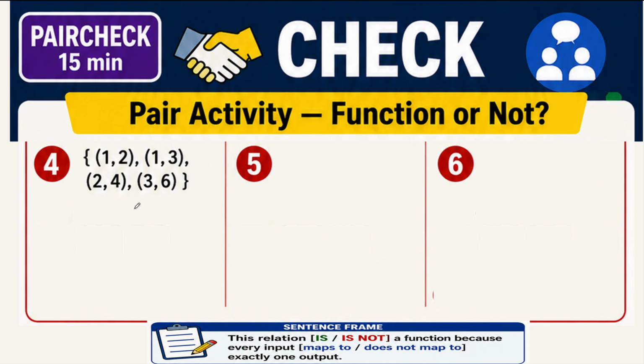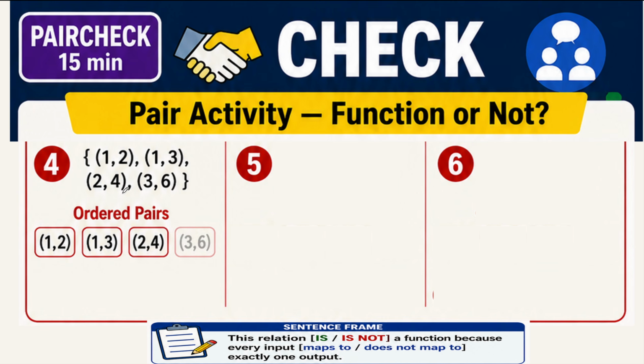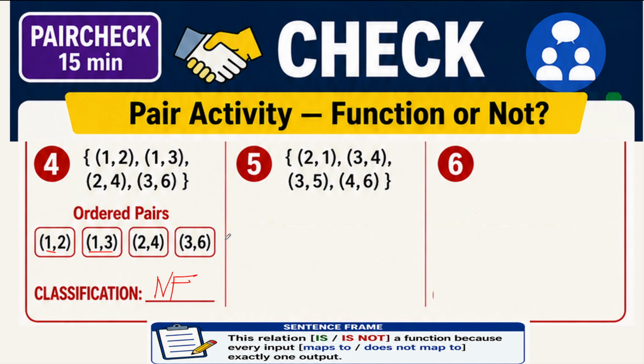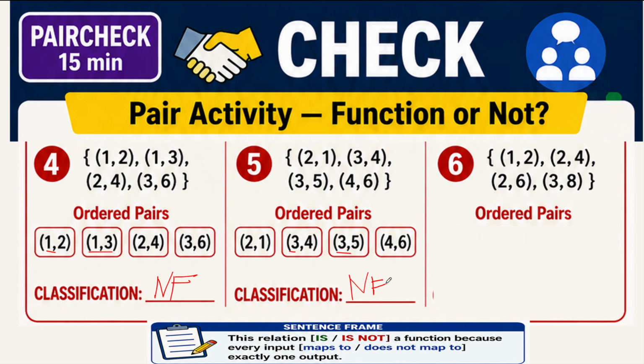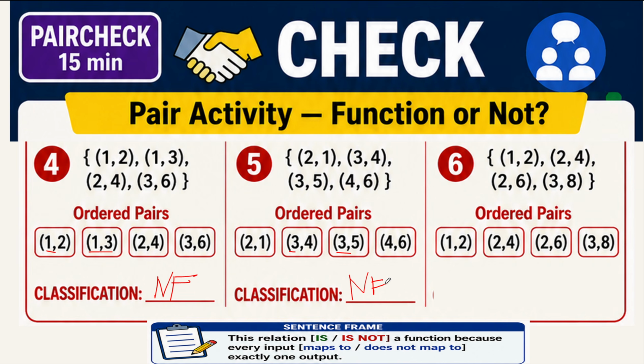What about this number 4? Is this a function? 1, 2, 1, 3, 2, 4, 3, 6. Okay, that is not a function. Why? Because yung 1 ay naulit. So, how about number 5? 2, 1, 3, 4, 3, 5, 4, 6. Okay? Is that a function? Definitely not. That is not a function. Naulit si 3. Number 6, 1, 2, 2, 4, 2, 6, 3, 8. That is not a function because naulit-ulit si 2.